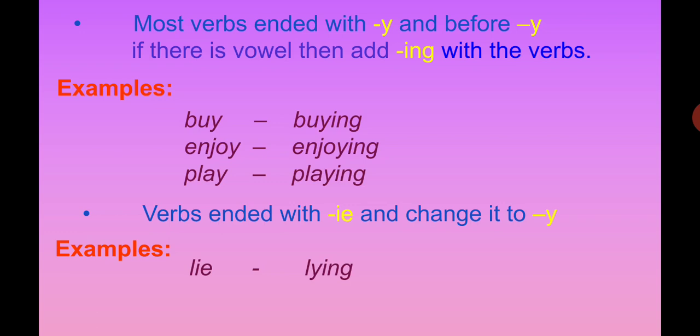Again, let's see another example. Die, dying. Again, same way, we remove IE and put Y at the place of IE and add ing to make them in a present continuous form of the verb.